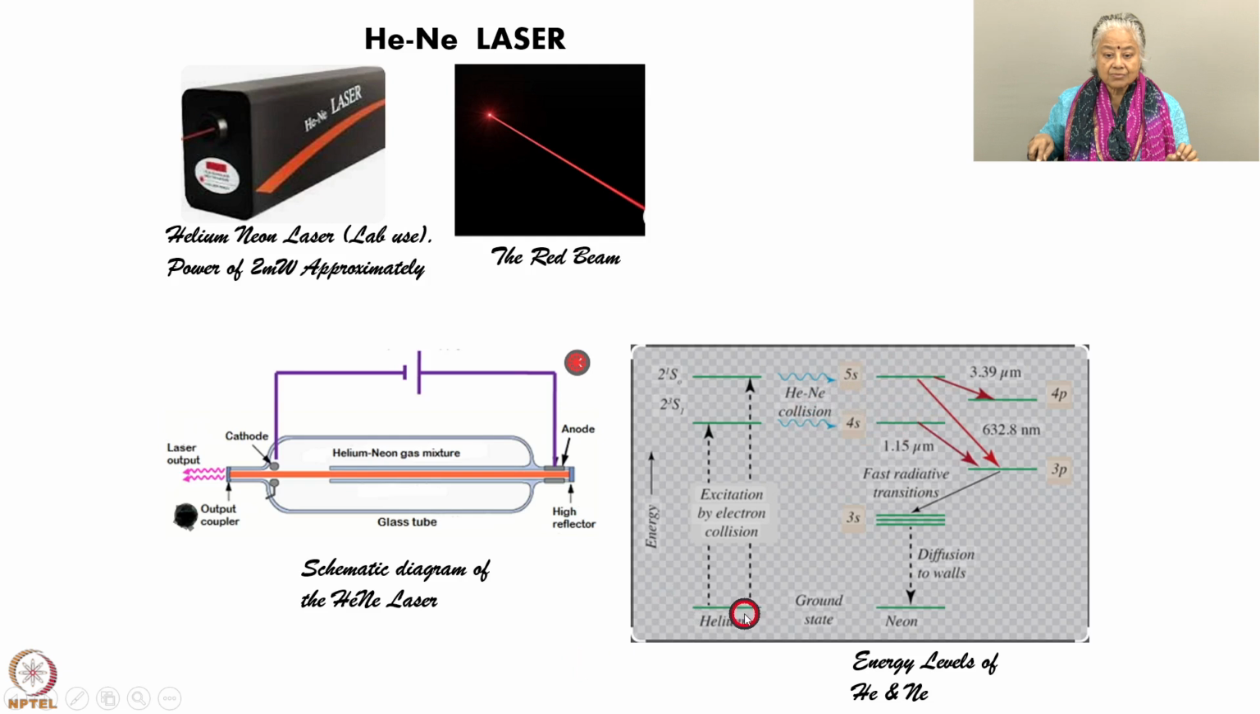So, from the ground level, the helium excites to the higher level due to electron collision, and then it transfers its energy to these levels, which are actually very close energy levels. The energy value of this and this is not very different. So, it is very easy to transfer the energy to the neon atoms and populate these energy levels. Okay. So, now this is populated, this is populated.